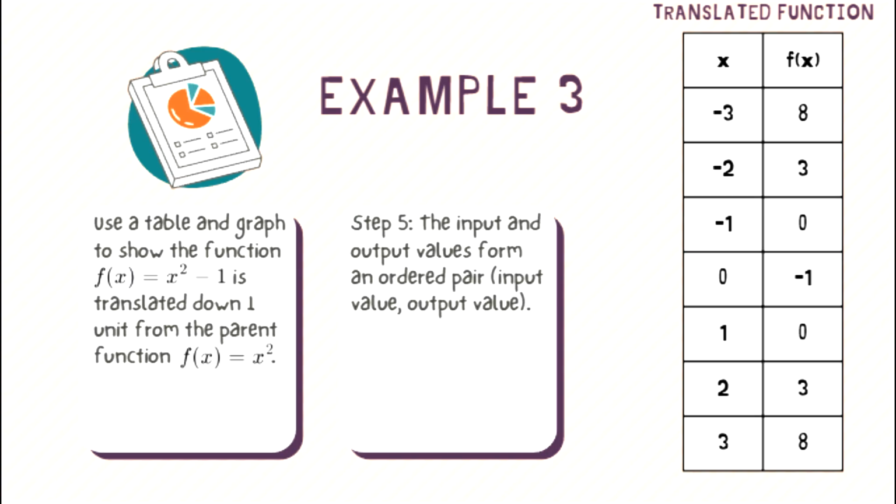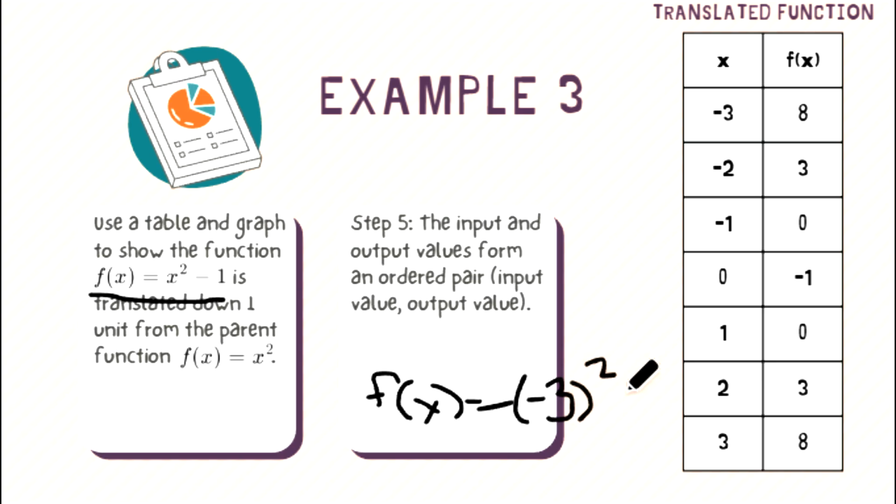Now we need to do all of the same steps for the translated function. So now we have this formula. So we have f of x is equal to x squared. We'll use our first x, which is negative 3, minus 1. Negative 3 times negative 3 is positive 9. Positive 9 minus 1 gives us 8. That's how you figure out all of these.